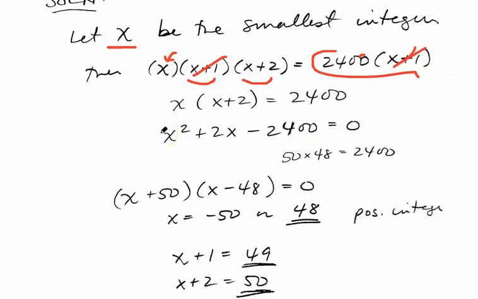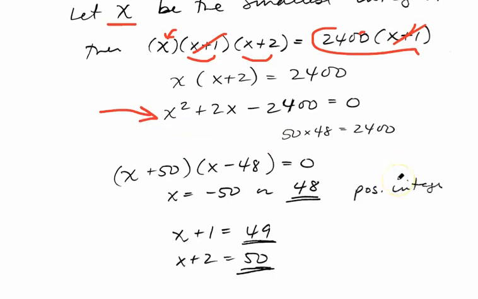So we end up with a quadratic. Now we're right back into that toolbox, and that's why it was so important to solve something like that. We can solve it by factoring. You could use a number of different techniques. I just knew that 50 times 48 is equal to 2400. So I get 2 factors, an answer that's -50 and +48. And I know that I'm looking for positive numbers, so that's the answer I'm going to choose. And x plus 1 then is 49. X plus 2 is 50.